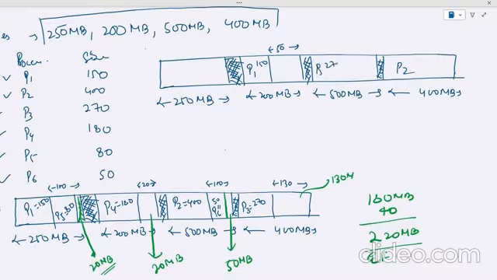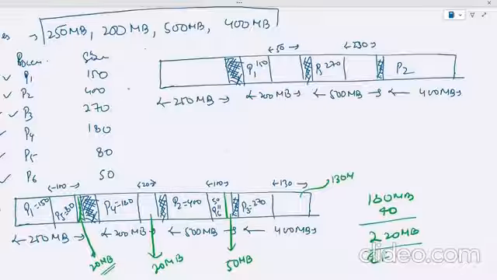So 270 space is filled here and the space left is 230. Okay, 230 spaces left here. Now P3 is also completed. P4 needs 180. Start from the starting.